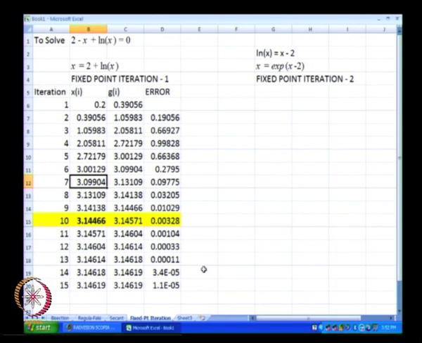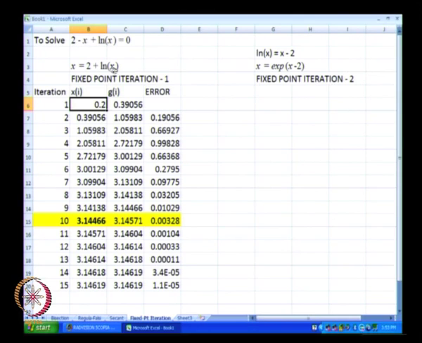So you see what is happening is that when we write down this solution as x equal to 2 plus ln x, no matter what initial guess we use for this particular method, we are getting our solution to essentially go to the value 3.1462. That is one of the things that happens with fixed point iteration.